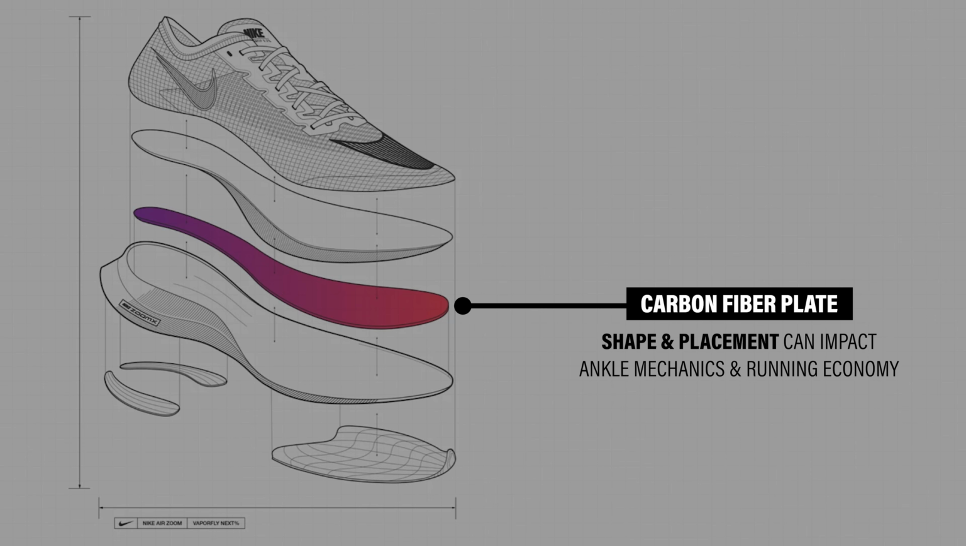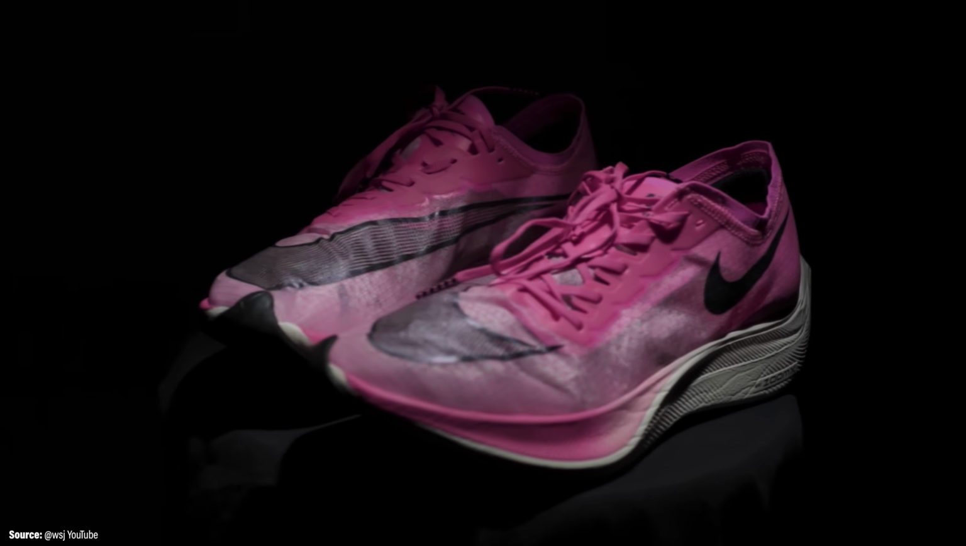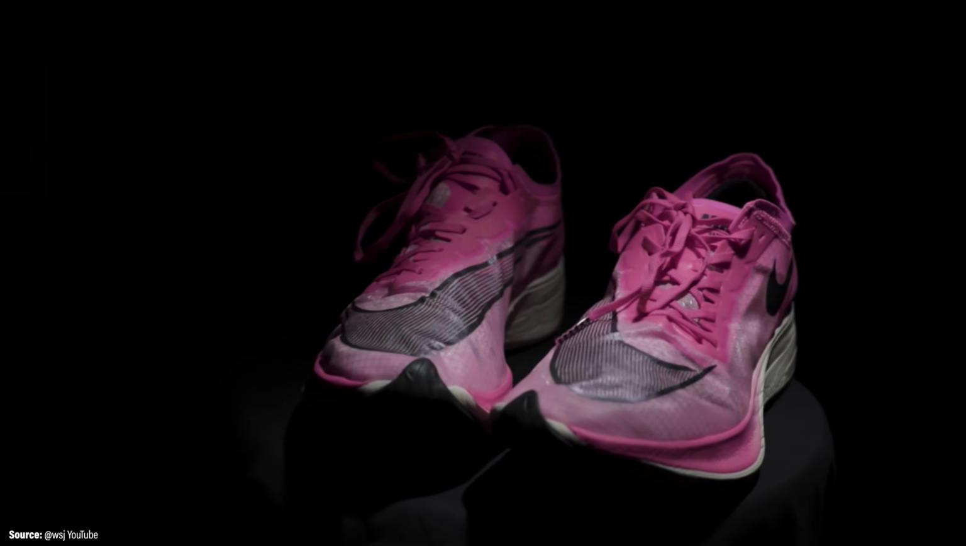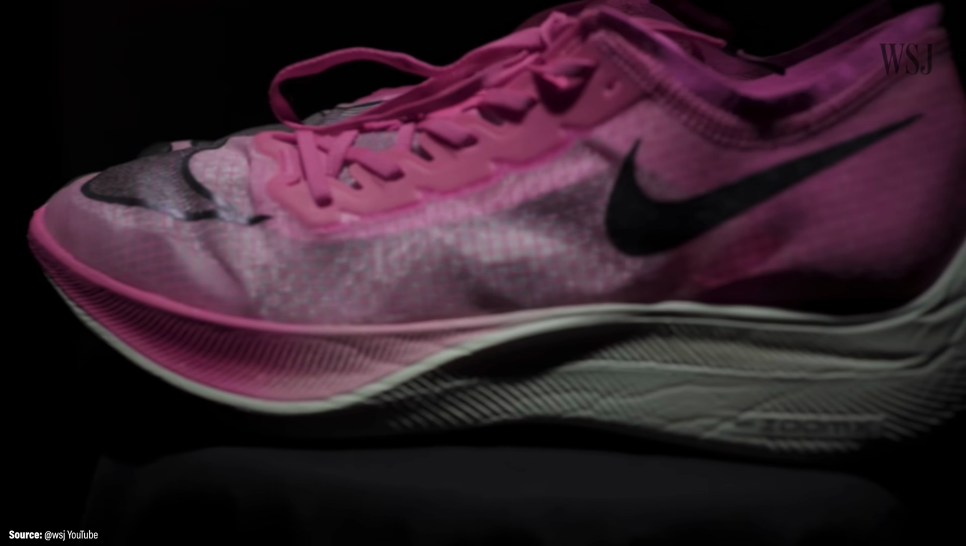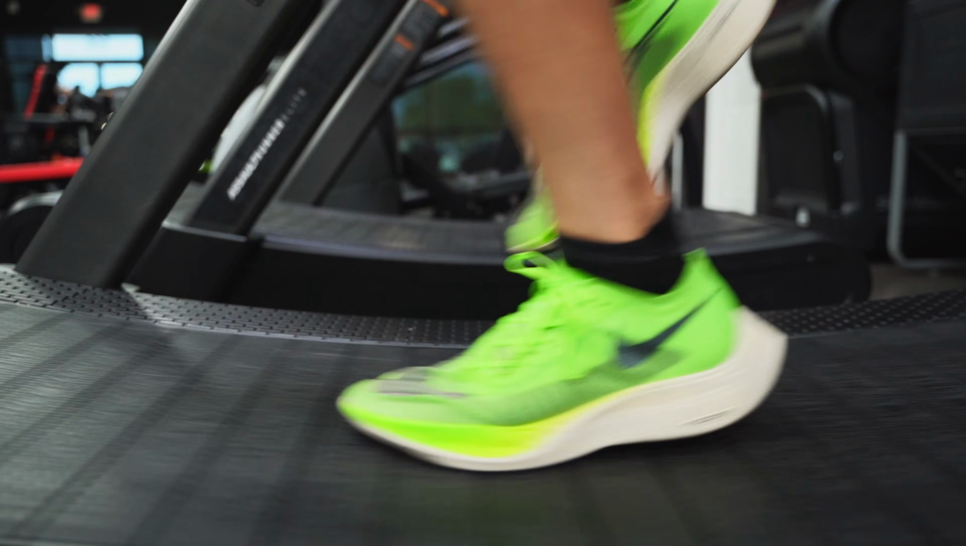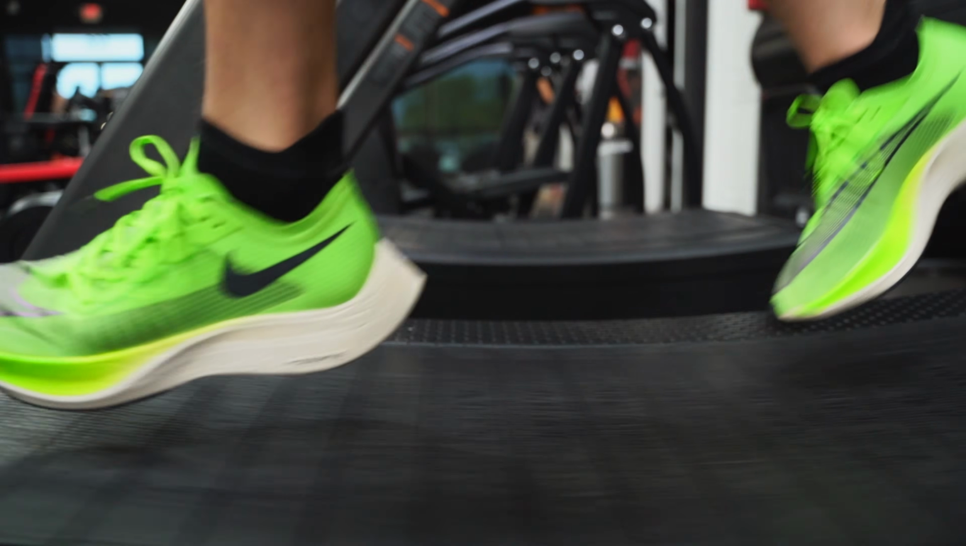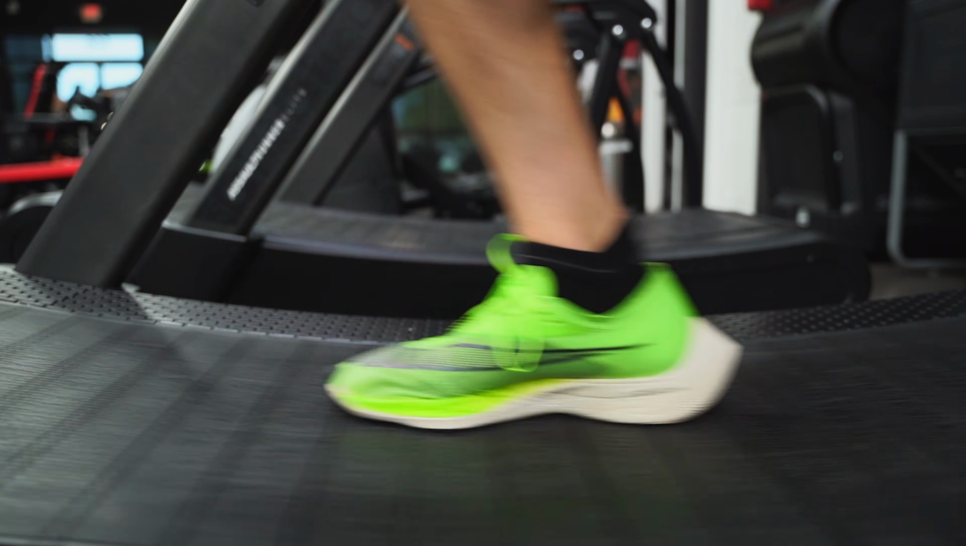The shape and placement of the plate may have the most significant impact on ankle mechanics and the range of running economy changes, both positive and negative. In summary, light shoes with a high density of resilient material and a stiff, curved shape have been shown to improve running performance at the group level. On the individual level, there may be some runners that benefit more than others from these shoe features.